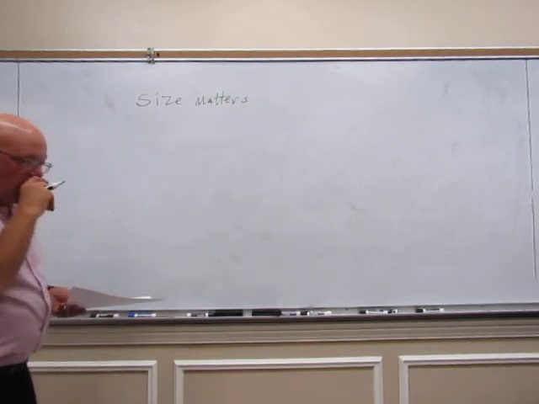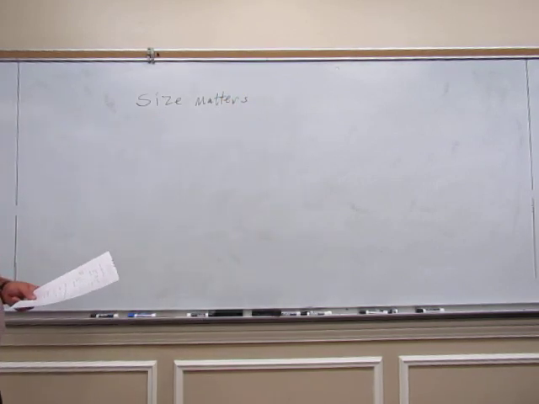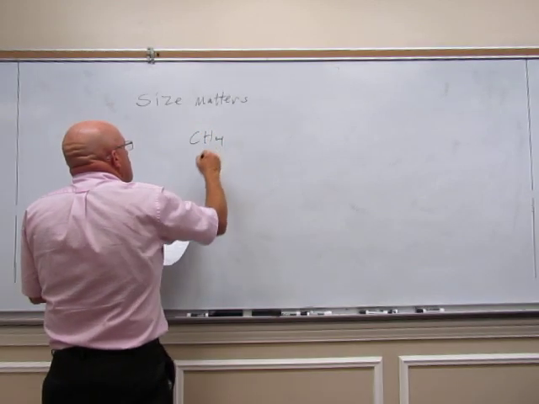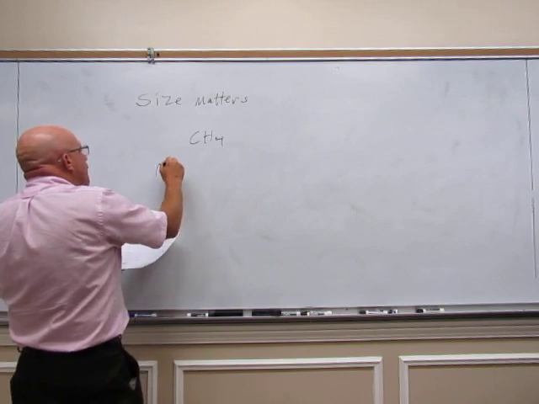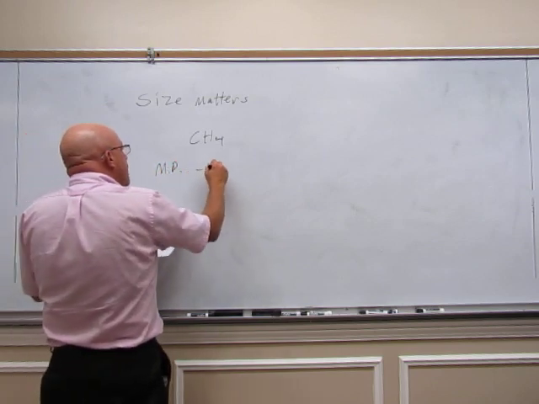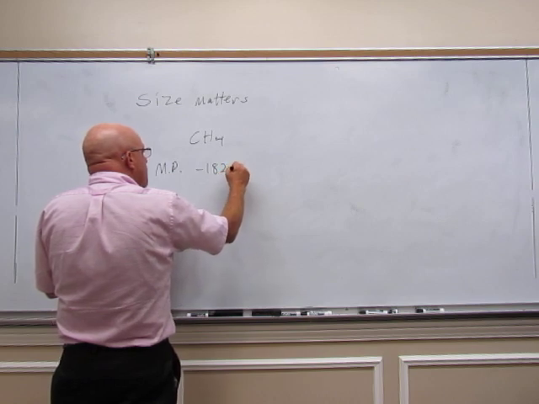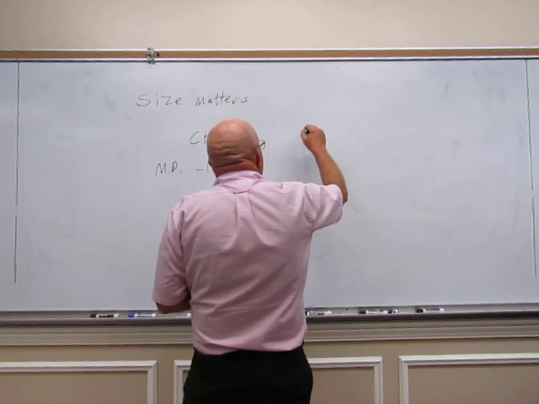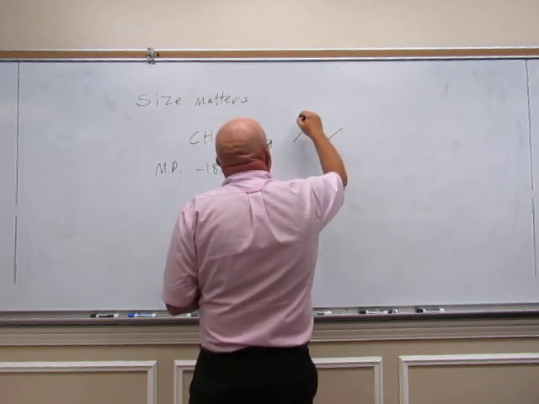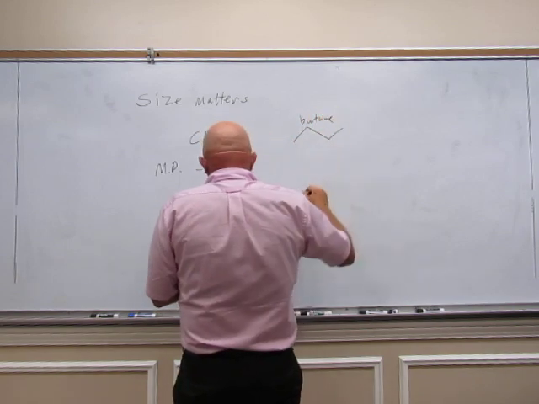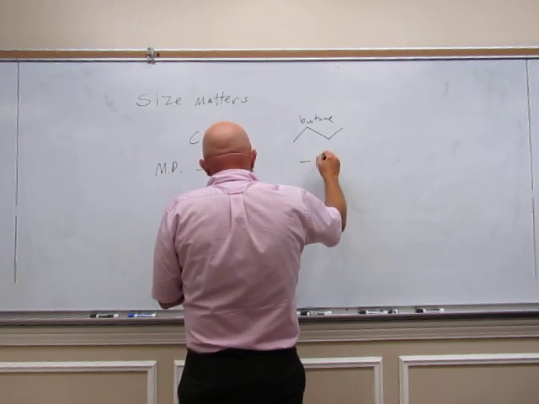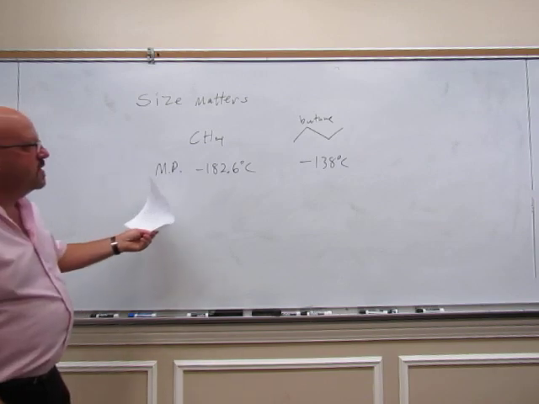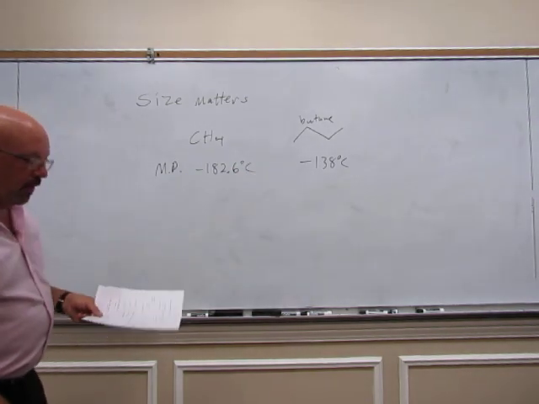Size matters with melting points, just like it did with boiling points. Let's look at methane. Melting point of methane is minus 182. Let's go bigger. Butane. Melting point is minus 138 degrees Celsius. So you can see a larger molecule has a higher melting point.